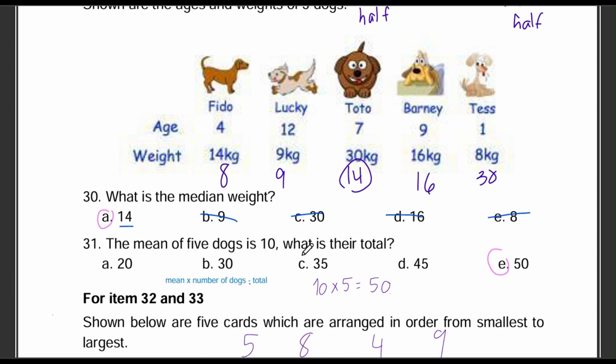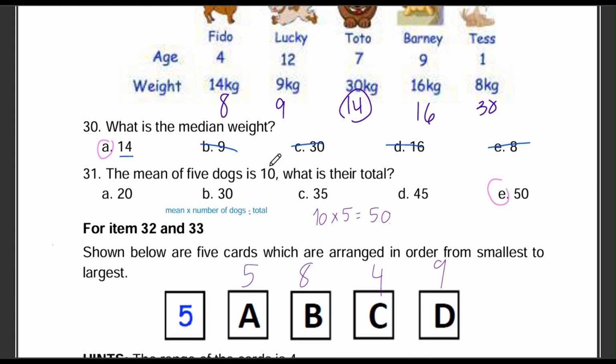Question 31. The mean of 5 dogs is 10. What is their total? A, 20. B, 30. C, 35. D, 45. E, 50. The correct answer is E.